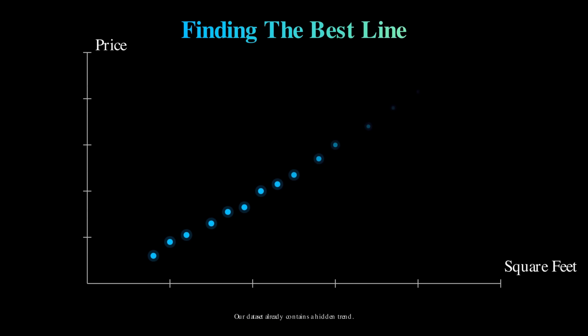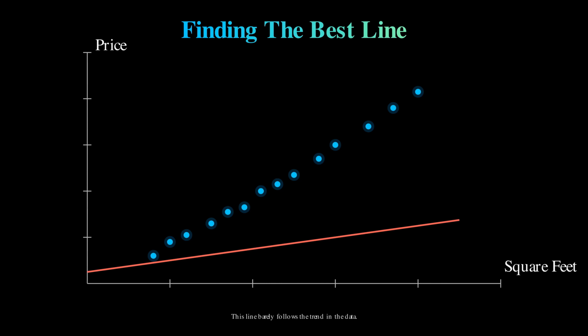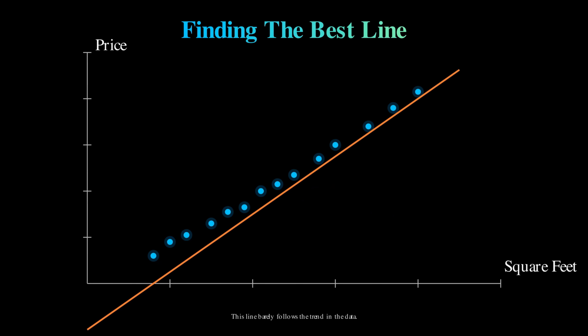Our dataset already contains a hidden trend. As house size increases, price also tends to increase. But this relationship is not perfectly exact. We need a line that captures the overall pattern. Some lines are terrible predictors. This line barely follows the trend in the data. This one is too steep and overestimates many prices. So, how do we find the best possible line?